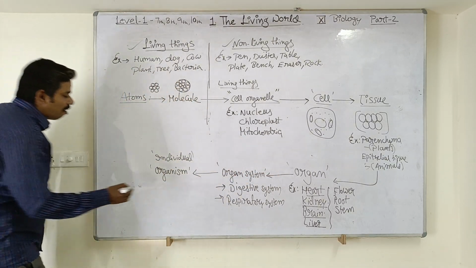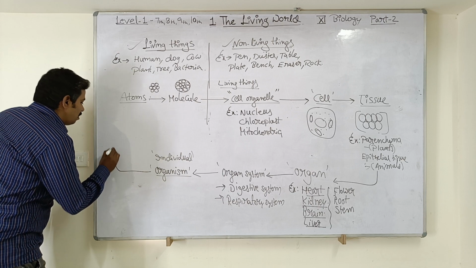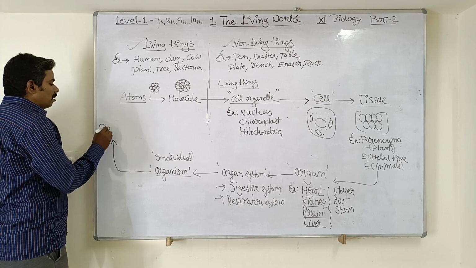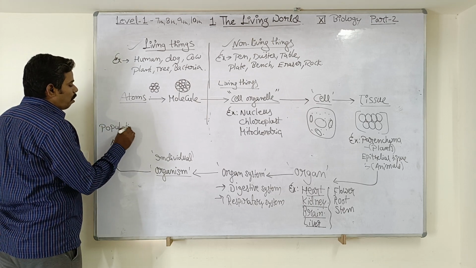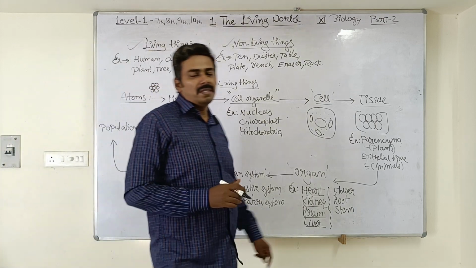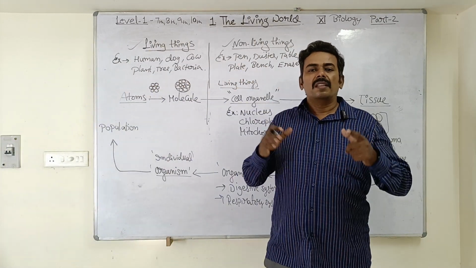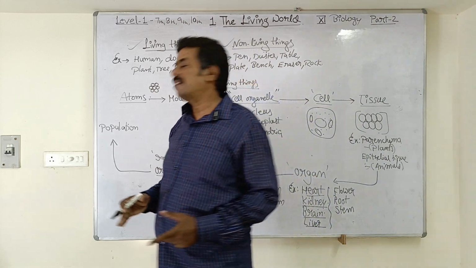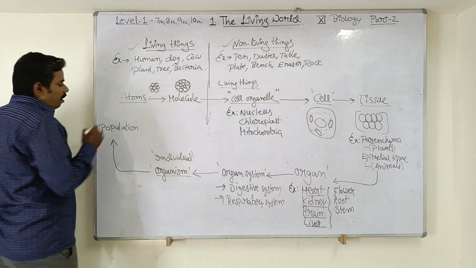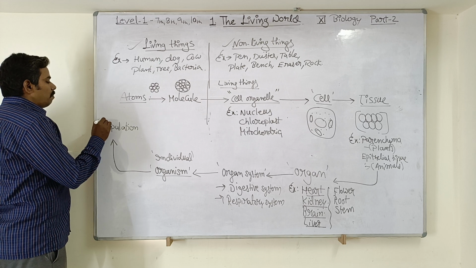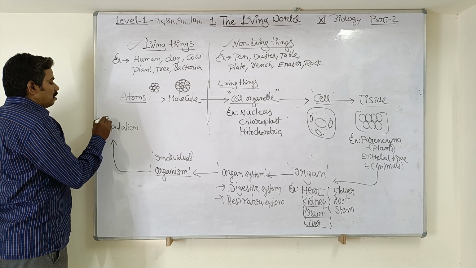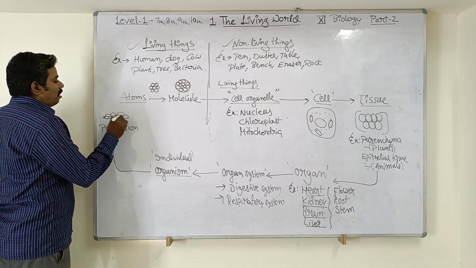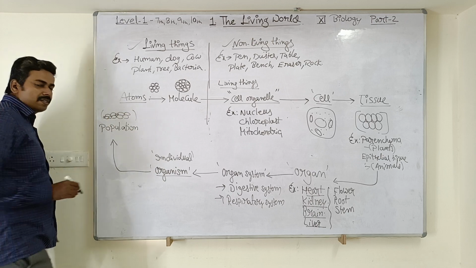Next, several organisms of the same type will form what is called a population. Example, human population. Then population of tigers, population of lions, population of deers. Like this, several organisms will form a population. Okay, the same type of organisms, when they are in large number, in groups living in a particular area, we call them a population, right?